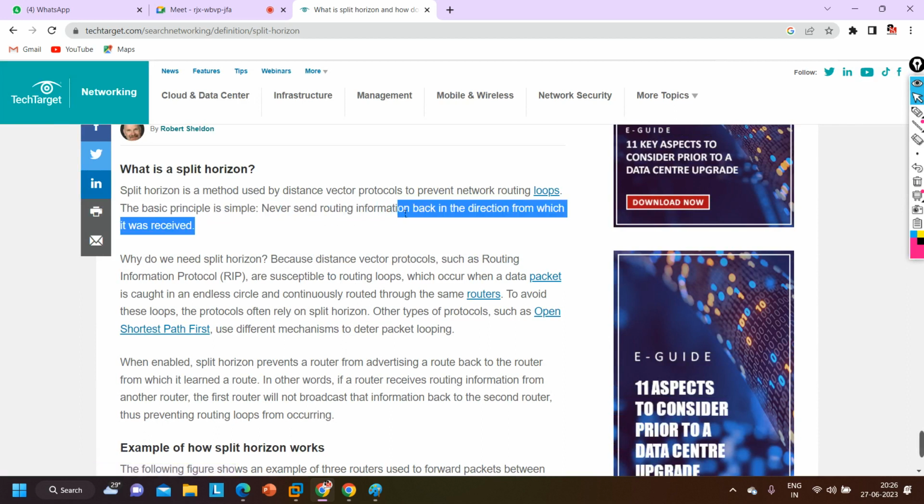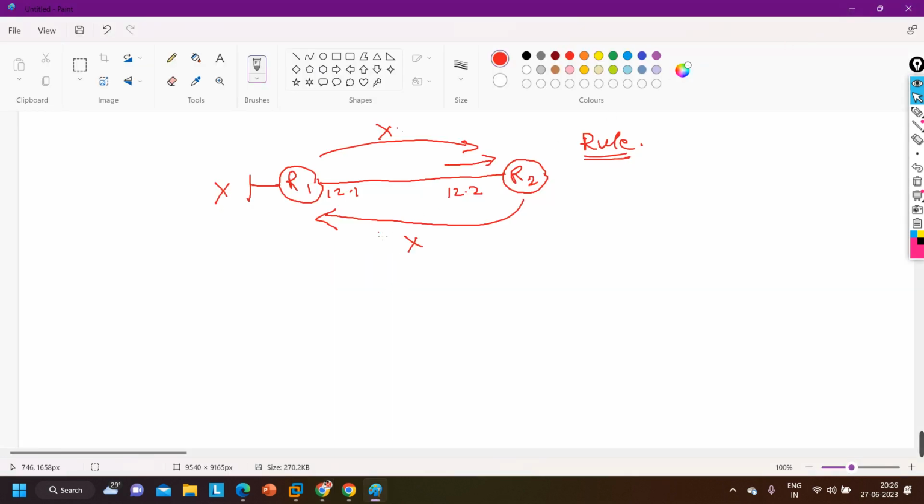Never send routing information back in the direction from which it was received. This is the principle of split horizon, and all distance vector routing protocols support split horizon, and by default on Cisco devices this feature is enabled. So router 2 will never send X network information from this interface, right? So loop will not form. Is it clear?